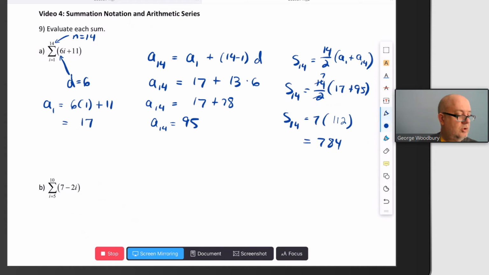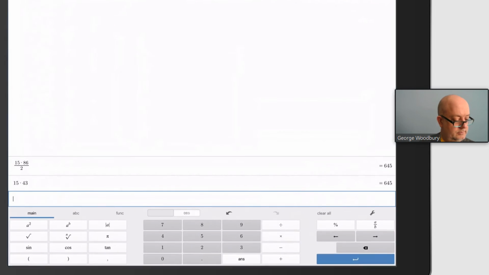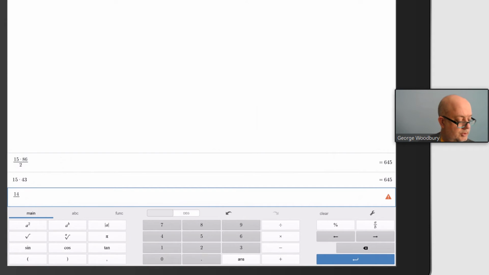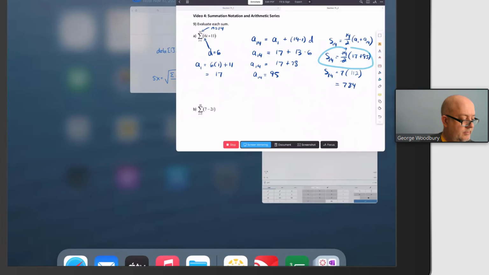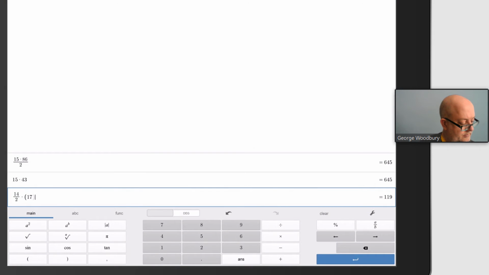But I'm going to go back to take a look at the original in the calculator first. Fraction 14 over 2 times, we had 17 plus 95. And there's our 784.